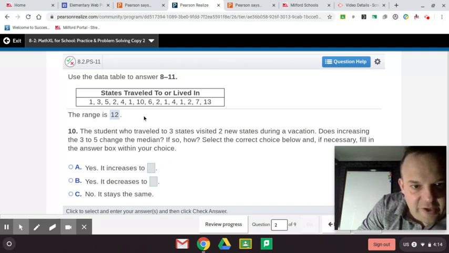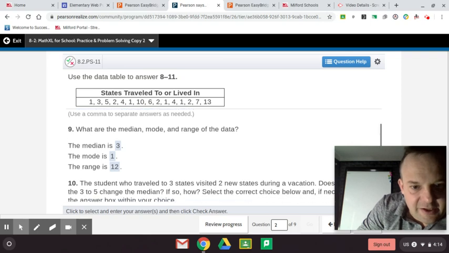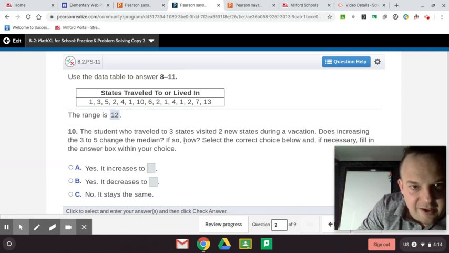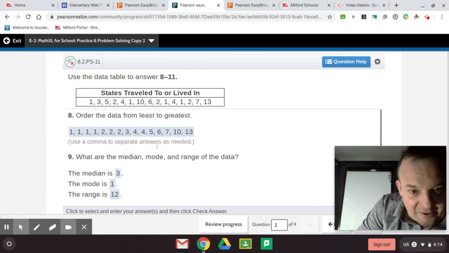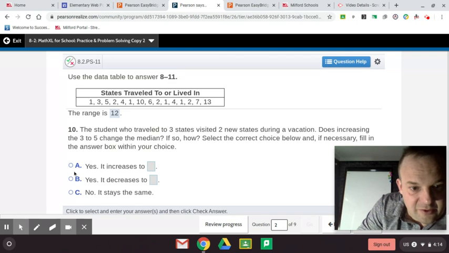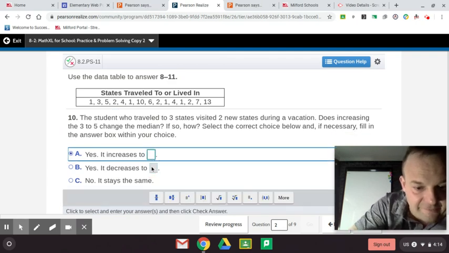So if we increased the student who, I got to read this again, traveled to 3 states. The student who traveled to 3 states visited 2 new states, so for a total of 5. So now this 3 becomes a 5 and goes over here, which would therefore mean that because this now is 5, the new median would be 4. So yes, the median increases to 4.